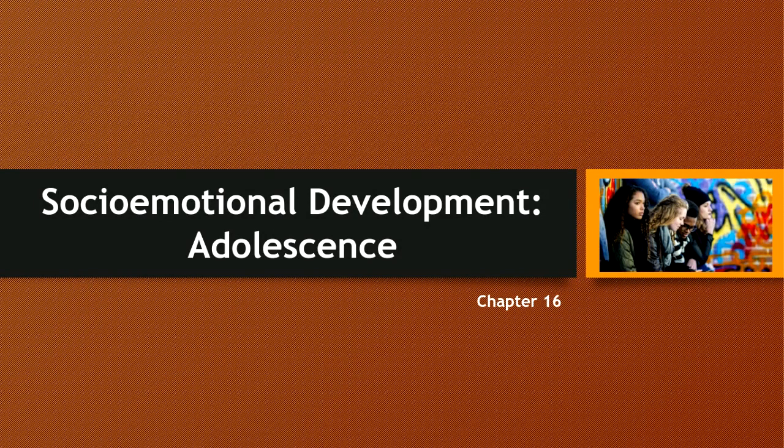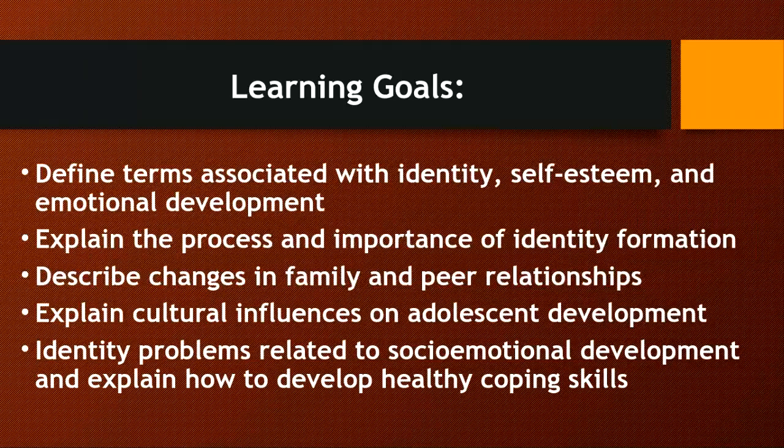So today for this chapter, some of the things we're going to focus on are talking about identity, self-esteem, and emotional development. We're also going to talk about the process and importance of identity formation. We're going to talk about changes in your family and peer relationships. We're going to go over a few cultural differences in adolescent development. And then lastly, we're going to identify problems related to socio-emotional development and explain how to develop healthy coping skills.